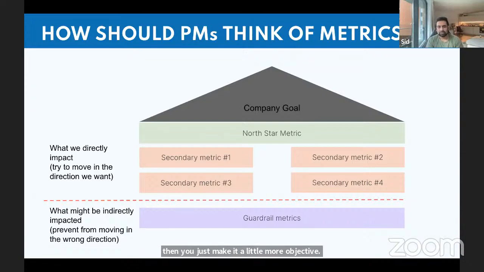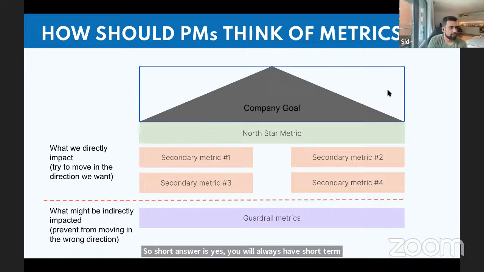So the question is, is the goal broken down into short-term ones? The answer is yes. When you set goals, it depends at what level you're doing it. There are longer-term goals. If you are the CPO or a product leader, you're probably setting goals for at least a couple of years. But if you're a PM on that team, you're setting goals more for immediate measurement, which means that, hey, I launch a feature today. As soon as it is launched, I want to start measuring if it's successful or not. And at the same time, I want to measure if it is contributing to the larger goal or not. So short answer is yes, you will always have short-term goals and long-term goals. All right, let me proceed.